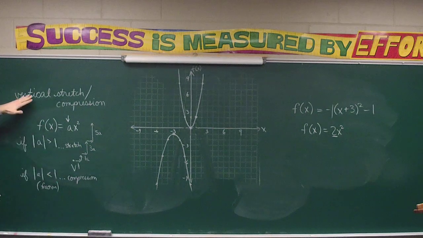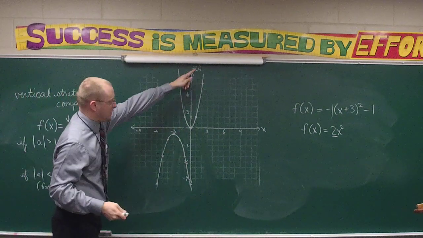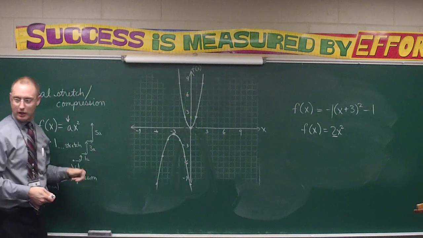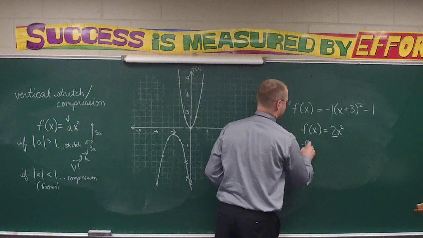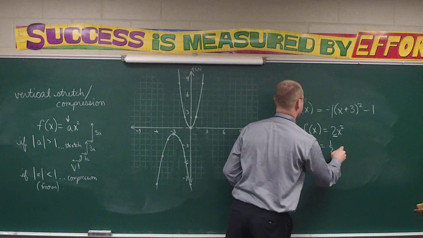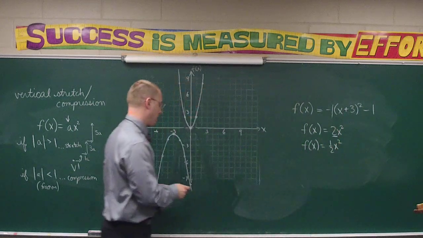So it's a vertical change, but it looks like a horizontal change, almost like it's been squished in a little bit. But it's a little bit of a sharper turnaround there. Does that make sense? Look at this one here. What if we did the opposite? What if instead of f of x equals 2x squared, we said a half x squared?